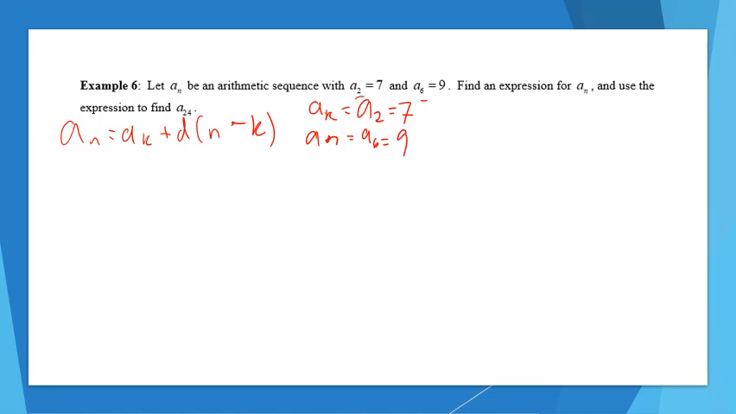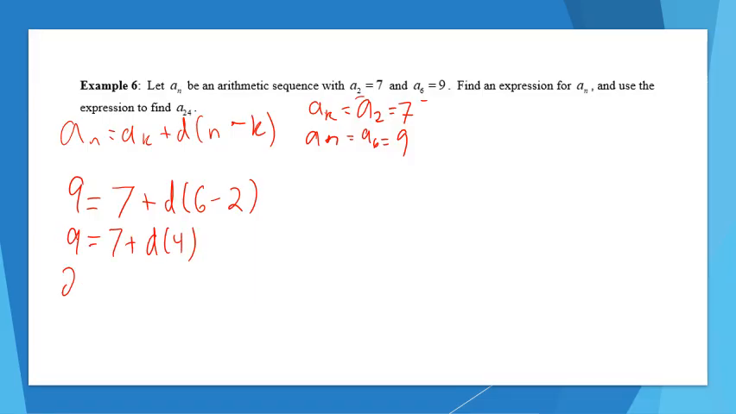And now plug everything in. So 9 equals 7 plus d times, and then n is 6 and k is 2. So solving this now, subtract 2 from both sides, and then divide both sides by 4 to get 1/2 equals d. So that would be our common difference.